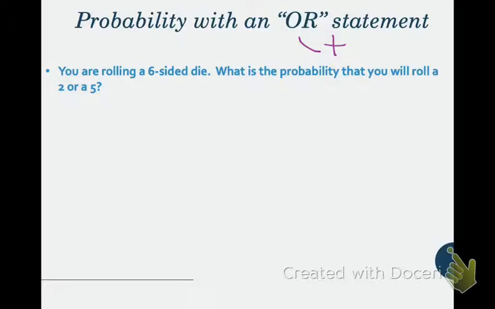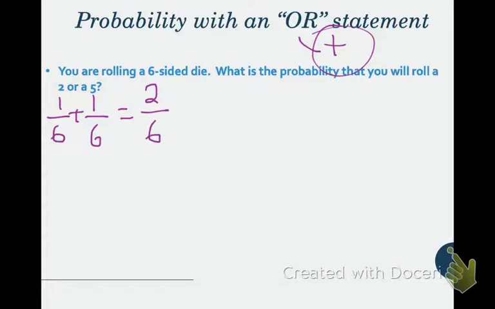So the probability of rolling a 2 is 1 out of 6. There is 1 two; there are 6 total. The probability of rolling a 5 is also 1 out of 6. There is 1 five, and there are 6 total numbers. And because it's "or," I'm going to add together. So 1/6 plus 1/6 is 2/6, because common denominator.